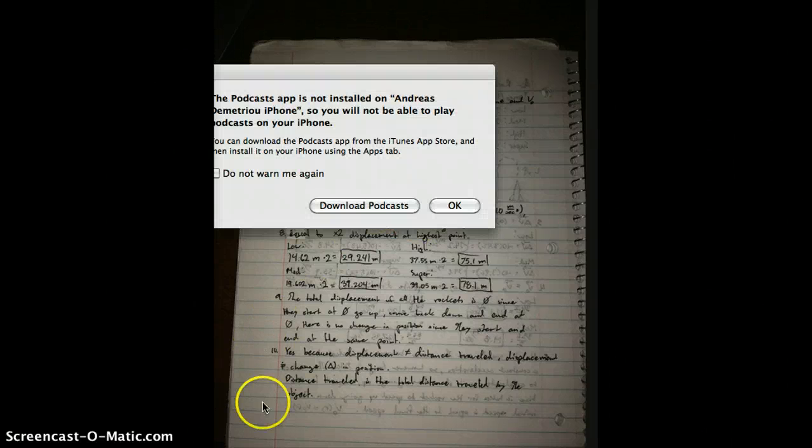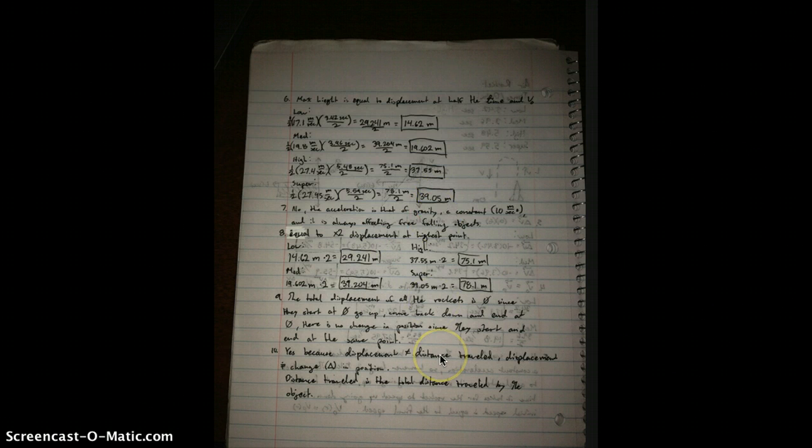On to number 7. Number 7 asks, was the acceleration different when the rocket reached a maximum height? Explain your reasoning. The acceleration would not be different because it's the constant acceleration of gravity at 10 meters per second per second. So it's the acceleration of gravity. It's always affecting any free falling object. It's constant.